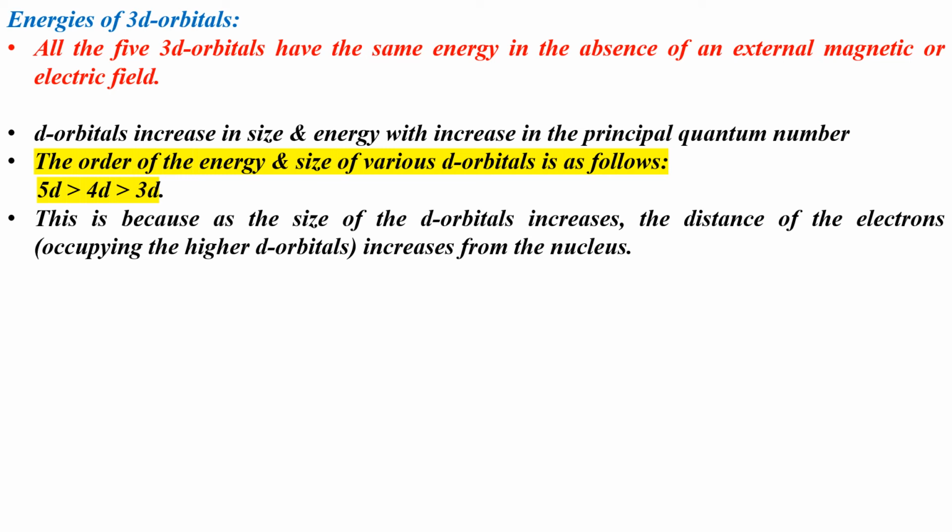D orbitals increase in size with increase in the value of the principal quantum number. Now look at the trend shown. The size of all the five 5d orbitals is bigger than the size of the five 4d orbitals, and the size of all the five 4d orbitals is bigger than the size of the five 3d orbitals.